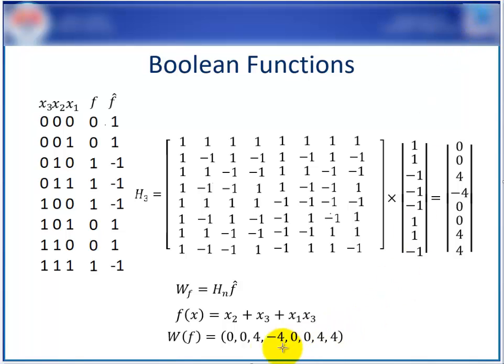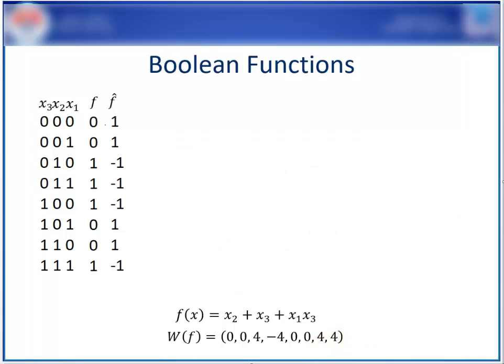So the Walsh-Hadamard transform of a Boolean function given by x2 plus x3 plus x1 multiplied by x3 is 0, 0, 4, minus 4, 0, 0, 4, 4. Now let's try to calculate the Walsh-Hadamard transform vector by using the butterfly algorithm. The logic behind the butterfly algorithm is the same as we saw at the calculation of algebraic normal form.